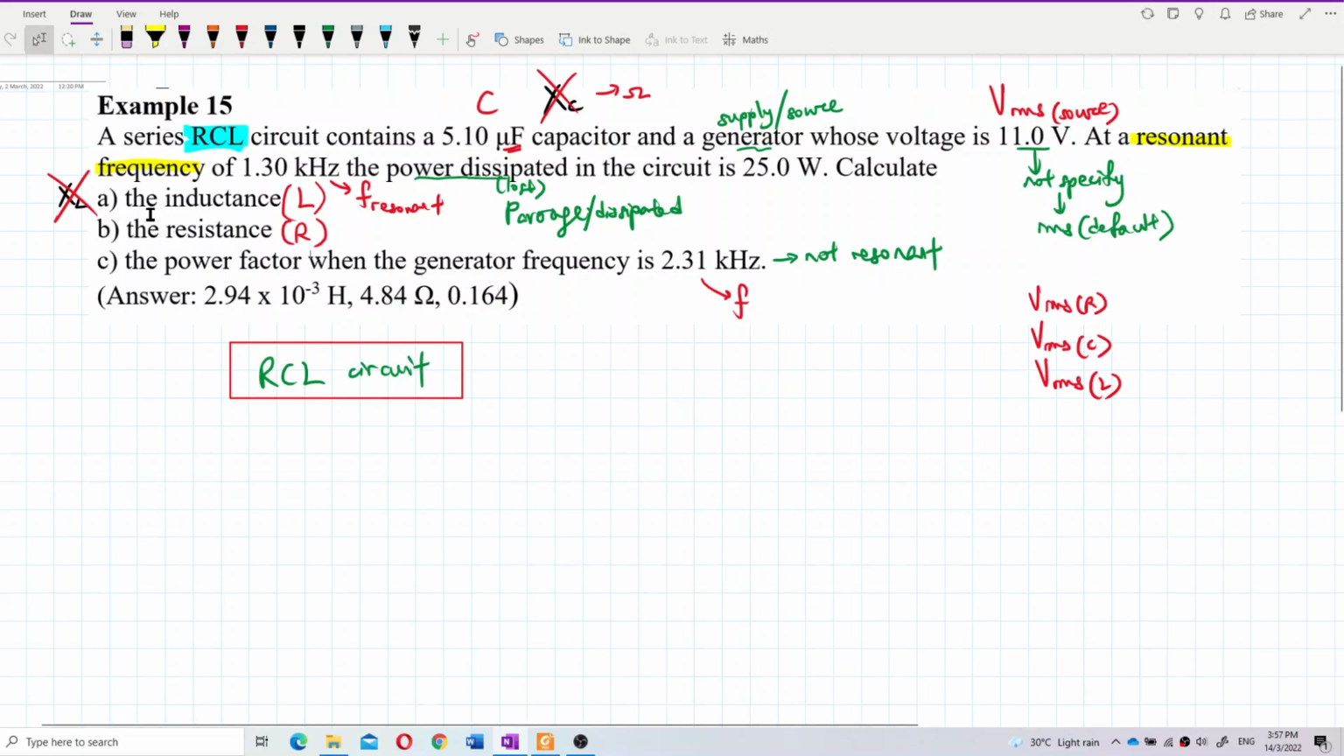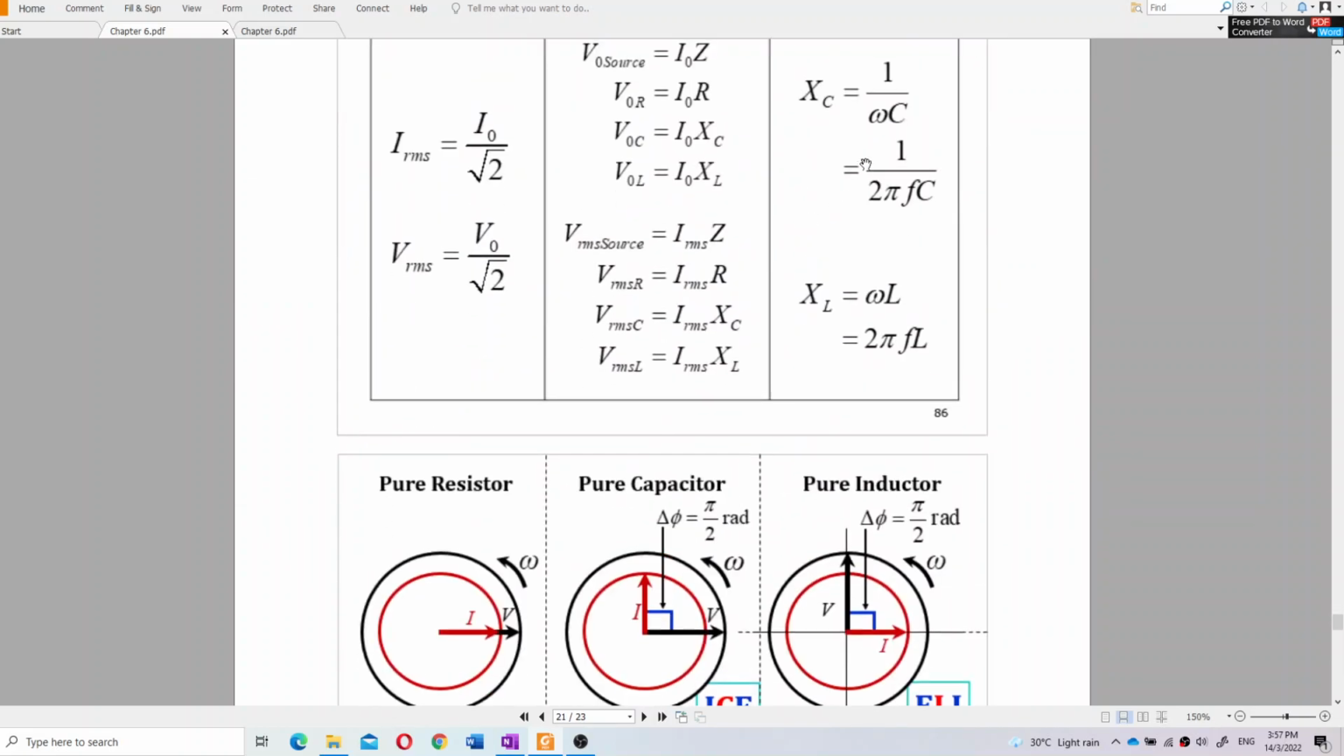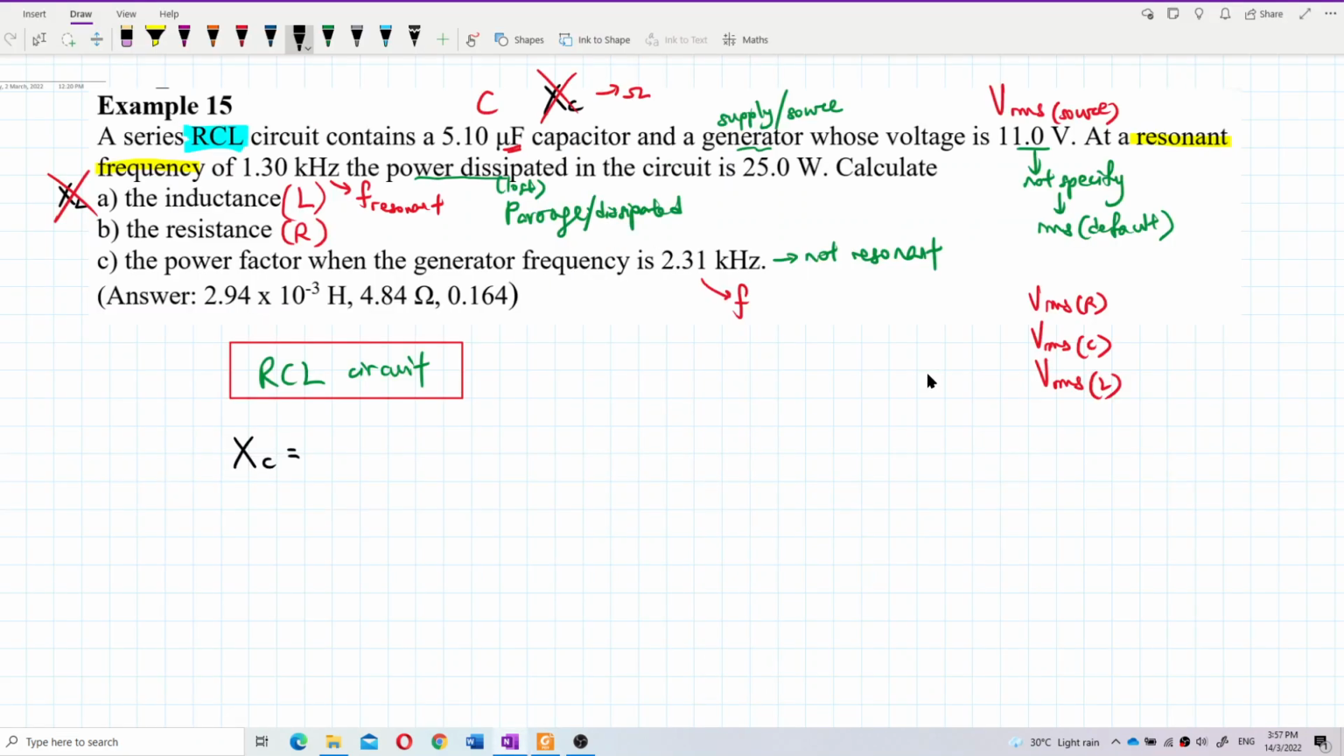Okay, so I think we do question A first. We have the capacitor already. Normally if we give you this capacitance, you straight away find XC. What is the formula for XC? The formula for XC is 1 over omega C, or 1 over 2 pi FC. That's the formula. Straight away find this first. That's the first step.